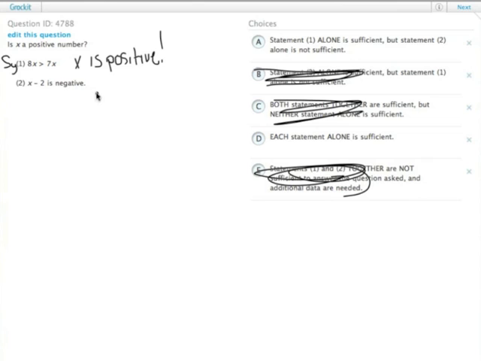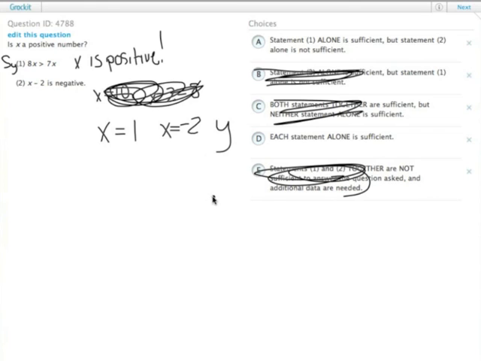Statement 2 tells us that x minus 2 is negative. So if, for example, x equals 10, x minus 2 will equal 8. And why did I do that? I need x minus 2 to be negative. So let's say x is 1. X minus 2 is negative. So yes, x is a positive number.